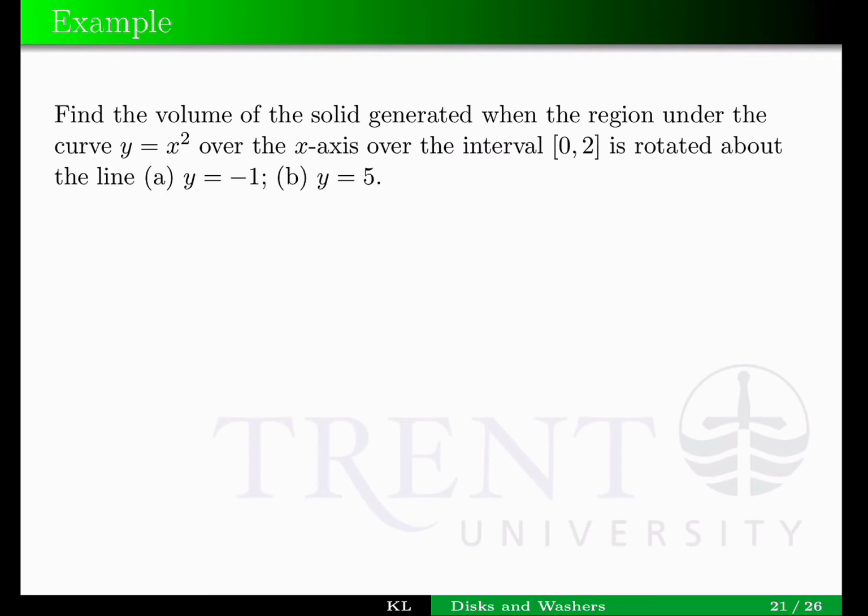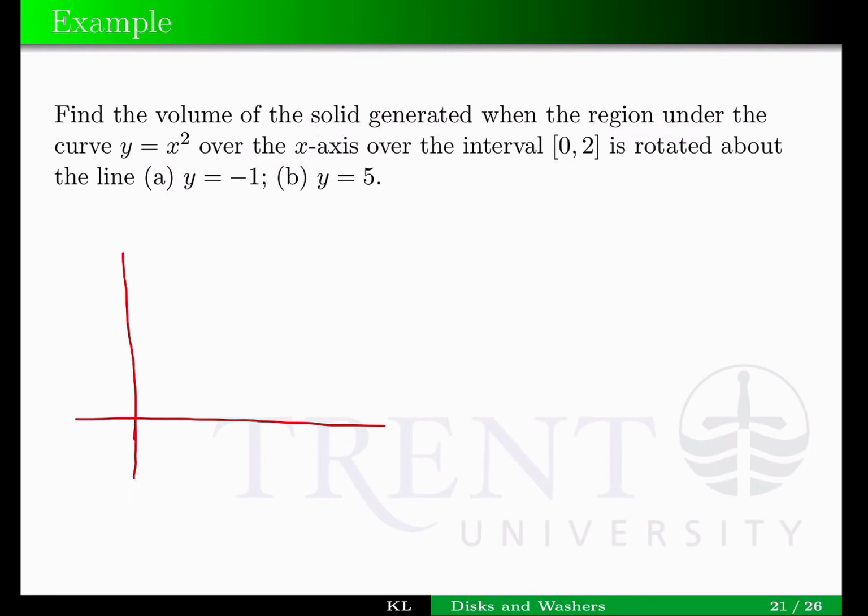Let us consider another example here. Find the volume of the solid generated when the region under the curve y equals x squared over the x-axis over the interval 0, 2 is rotated about, first, y equals -1. Second, we have y equals 5. Let's do A first.